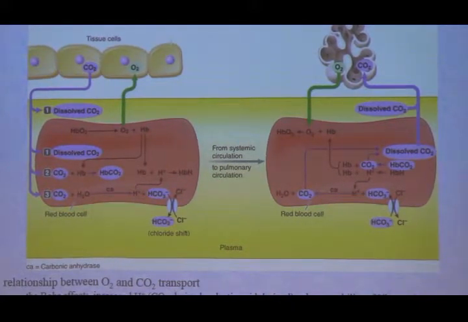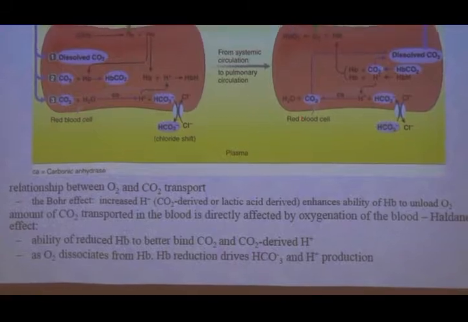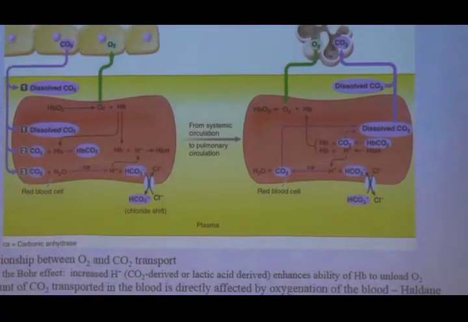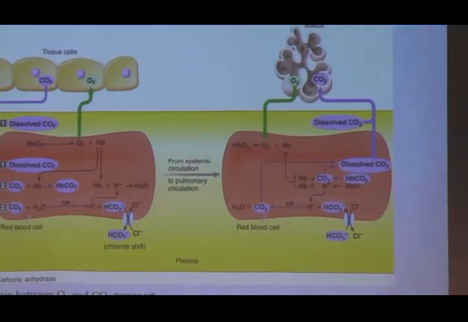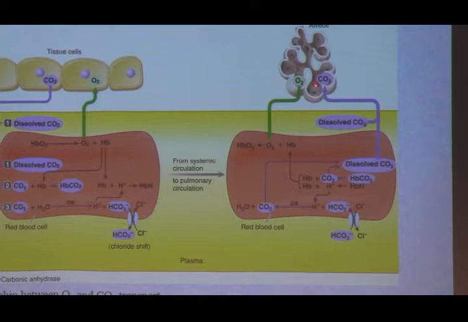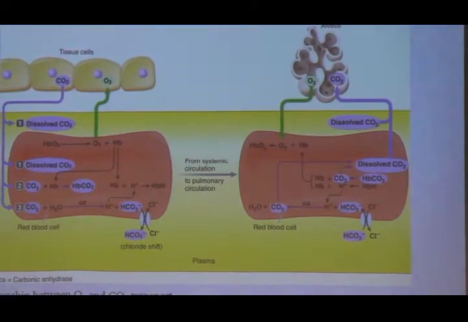This is what's going on in the tissues. As blood passes through the pulmonary circulation, this is the second part of this diagram, basically these reactions occur in reverse. And CO2 ultimately diffuses into the alveoli, and ultimately the levels of bicarbonate in plasma are reduced.